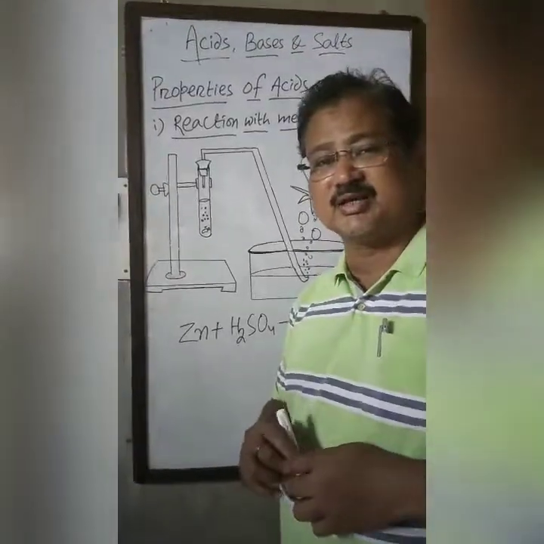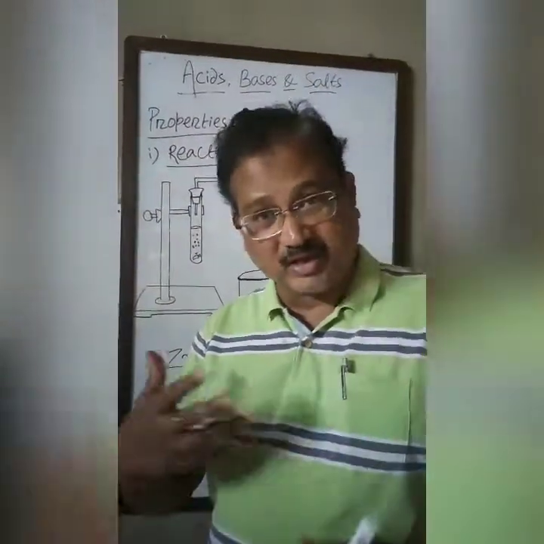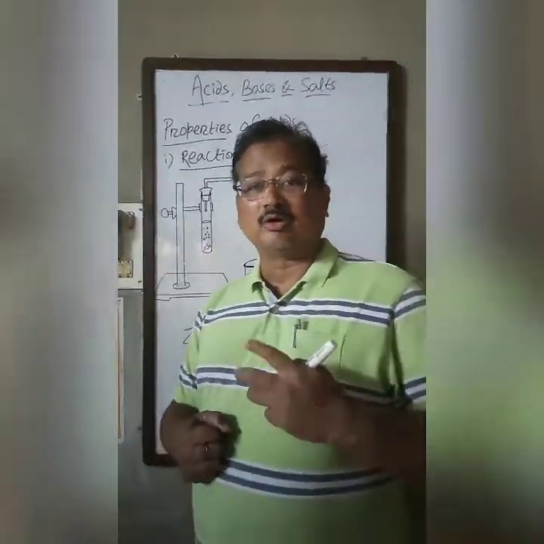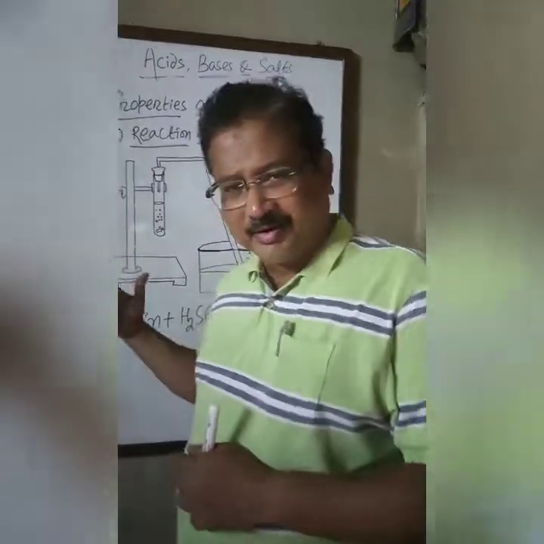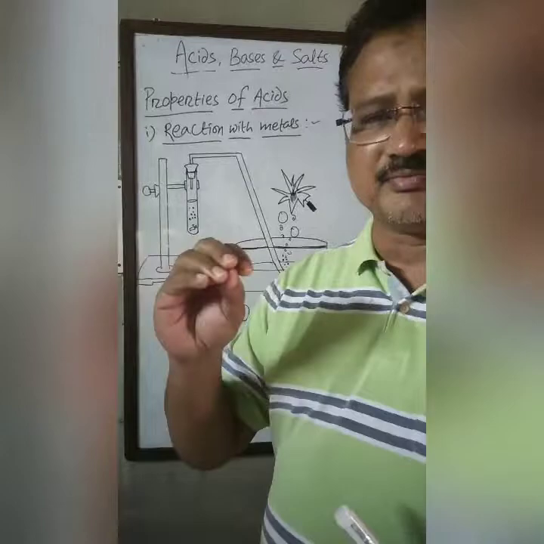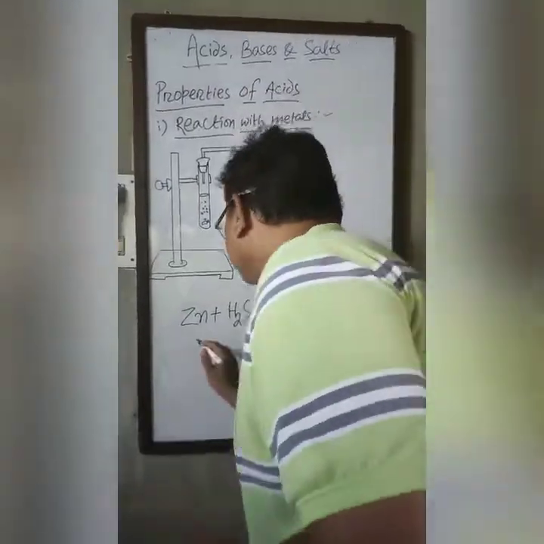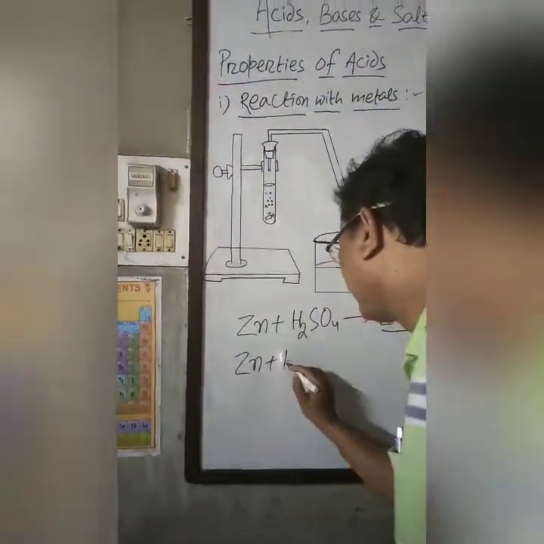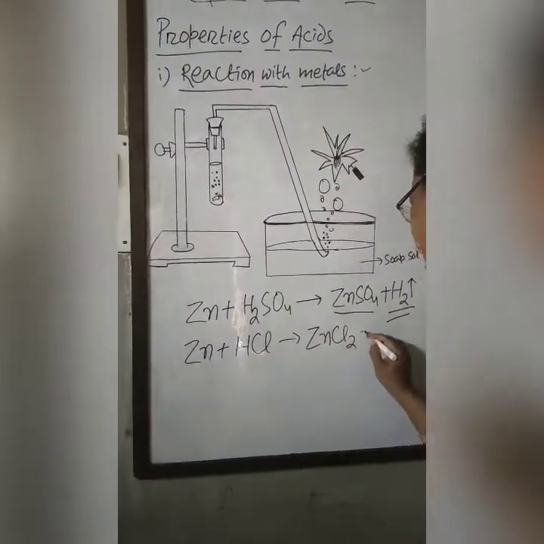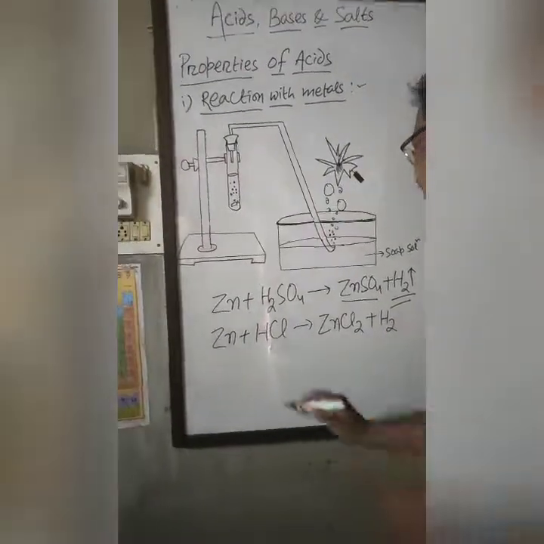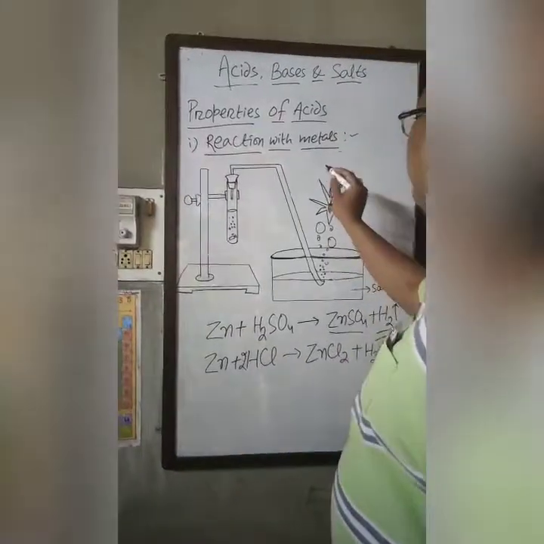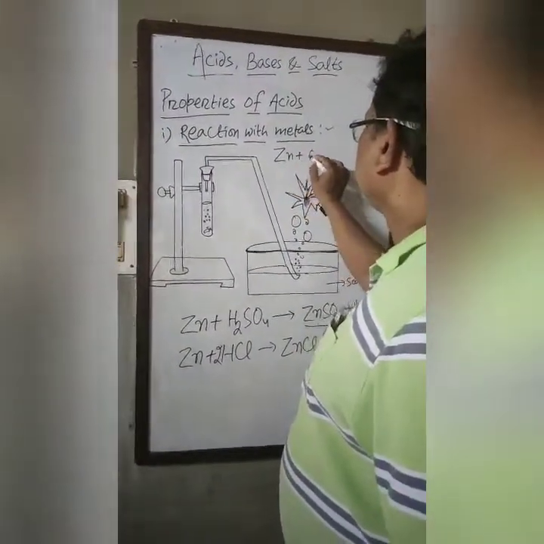Now, will the same reaction take place if we take some other acids like hydrochloric acid, nitric acid or acetic acid? If you repeat this activity using different acids, in the first case, suppose I take hydrochloric acid: zinc with hydrochloric acid will have a similar reaction, giving zinc chloride plus hydrogen. In this case also hydrogen gas evolves. Now suppose I take zinc with acetic acid.